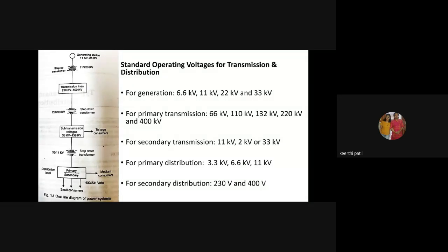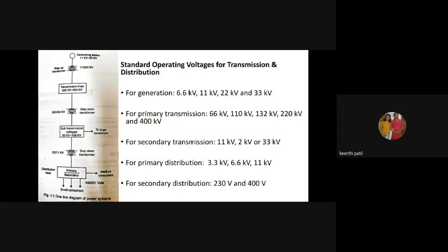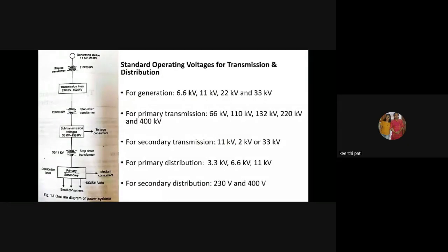These days high voltage transmission has reached an extreme level, almost 1000 kV or above 1000 kV. But normally it is 400 kV only. If the power system is not that advanced, then it is 400 kV only. So up to 400 kV, the primary transmission occurs.